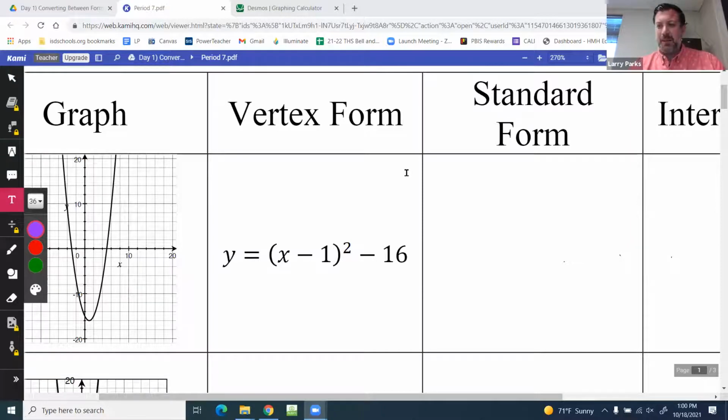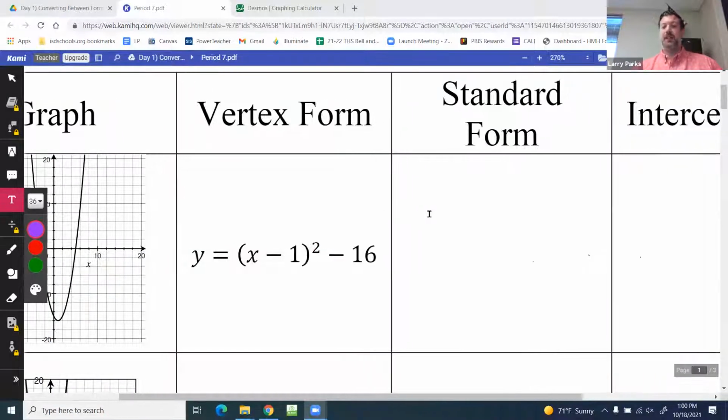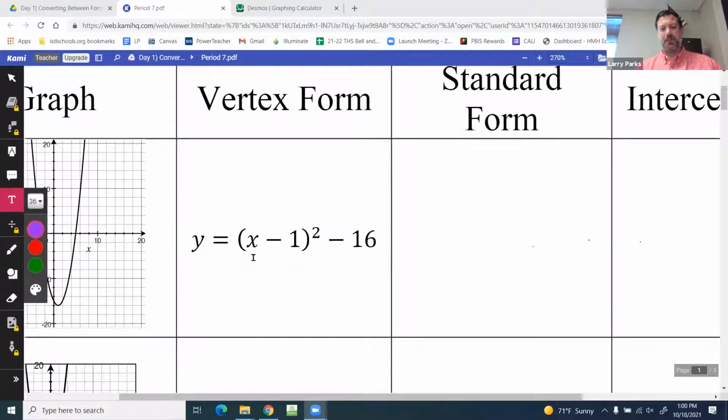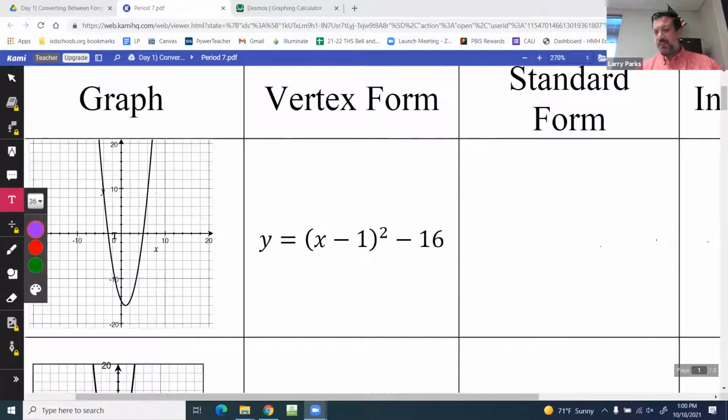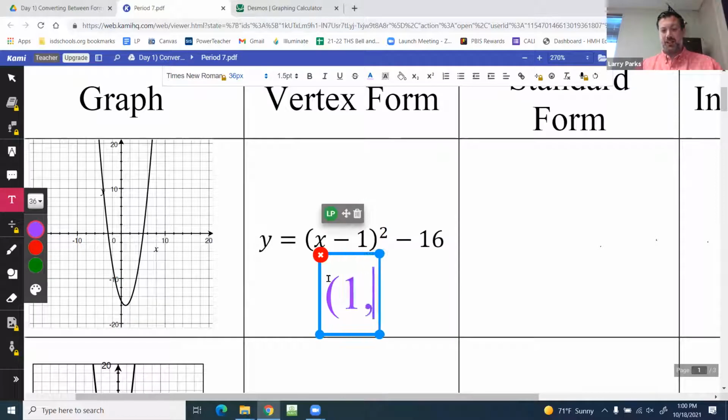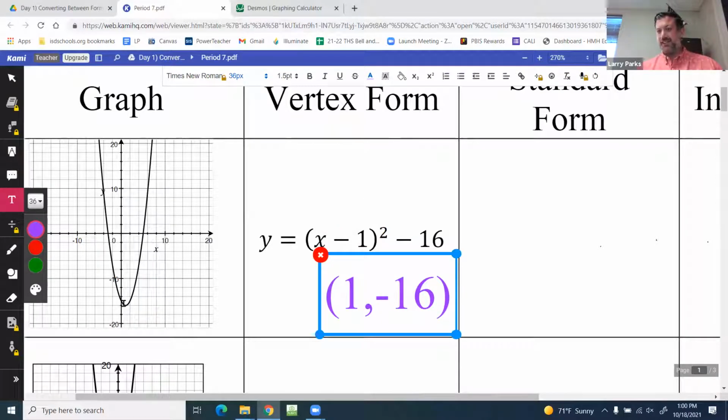All right, hello everybody. Today we are going to talk about the different forms. So we have something called vertex form. And what's nice about vertex form is it tells you the vertex. So I could look at this and I could tell you without even looking at a picture that the vertex is 1, -16. And notice that's correct.